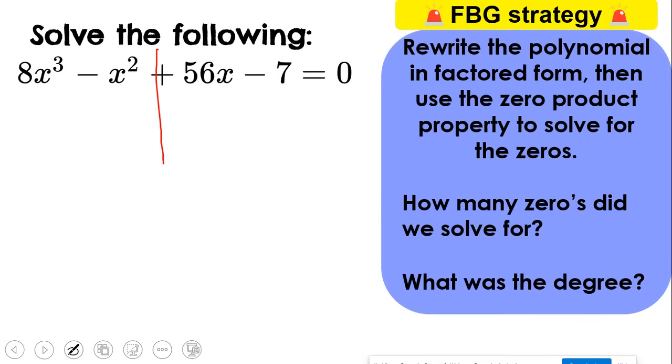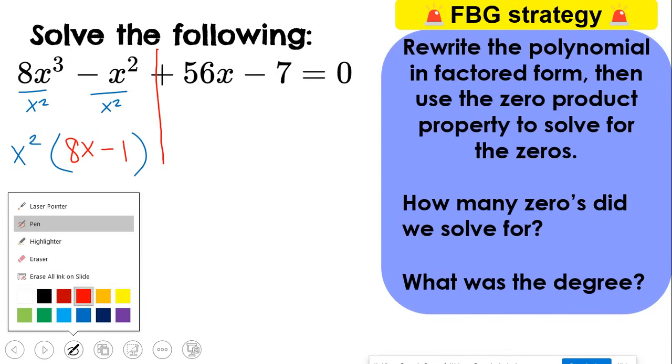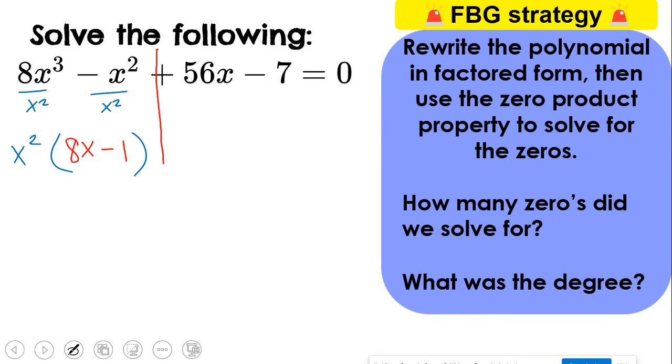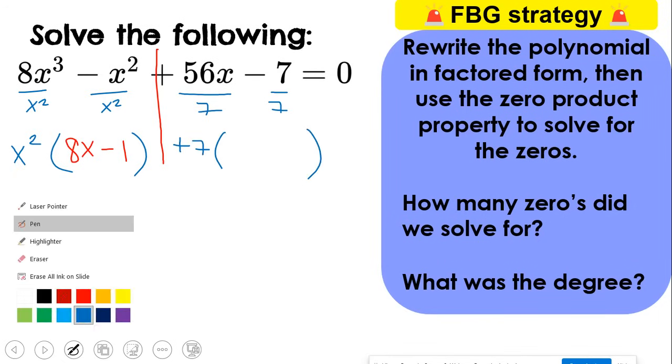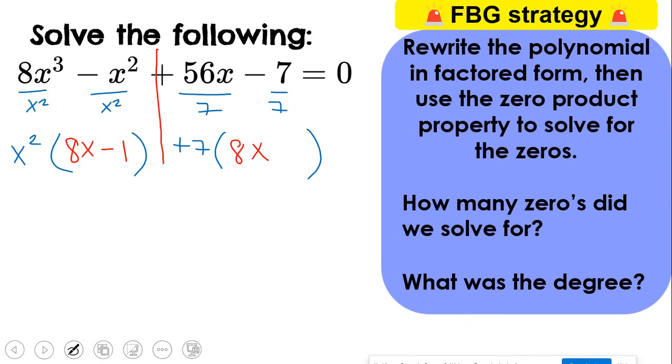Factor by grouping, so you need to split it in half and factor the greatest common factor on the left-hand side and the greatest common factor on the right. Both of the things on 8x to the third and x squared have x squared in common. And when I factor out that greatest common factor, I'm left with 8x minus 1. If I look at the right-hand side and see what 56x and 7 have in common, they have 7 in common. So I'm going to factor out a positive 7. And what's left behind, 56 divided by 7 is 8, with the x minus 1.